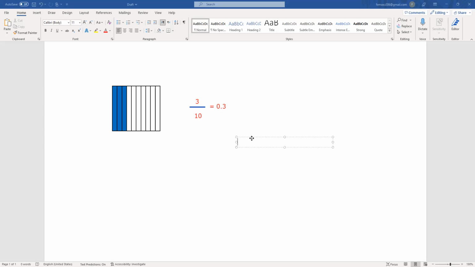So imagine if I had 9 over 10. If I want to write it in decimal numbers, it will be equal to 0.9. Okay. So this is a basic idea of the decimal numbers. Now, what if we go a little bit higher? What if I said I have 21 over 100?